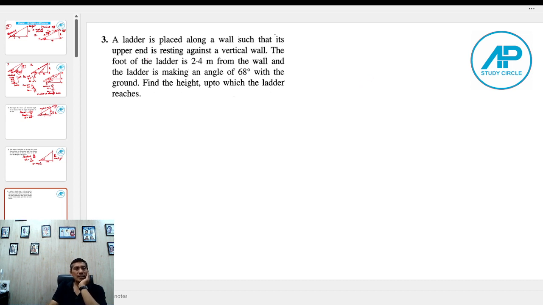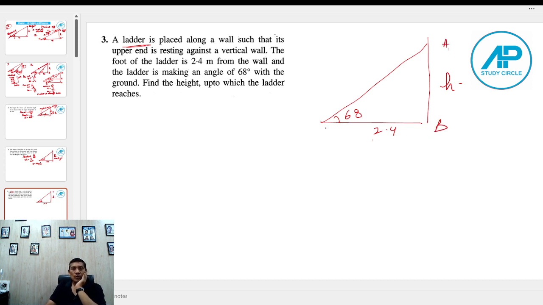Now always understand that ladders are basically the hypotenuse. Ladders are placed against the wall such that the upper end reaches the vertical wall. The foot of the ladder is 2.4 meters from the wall, and the ladder is at an angle of 68 degrees with the ground. Find the height up to which the ladder is reaching the wall. What do we have to find? Perpendicular. Again the same thing.